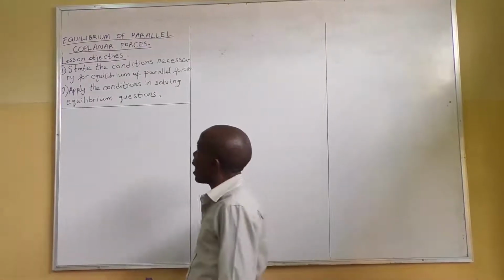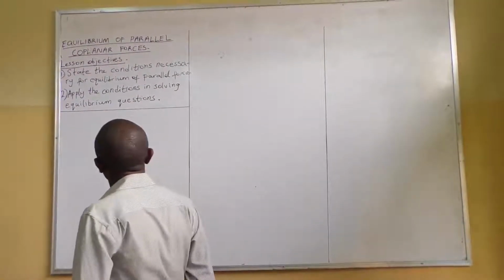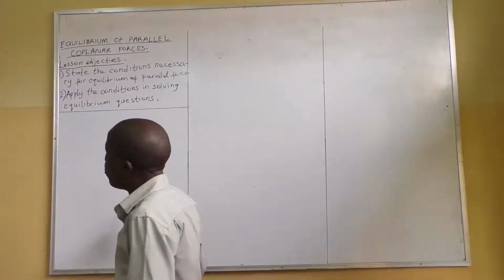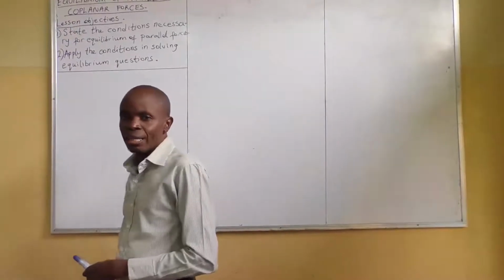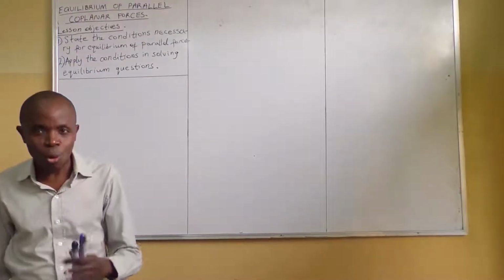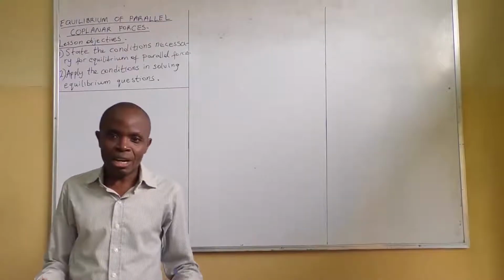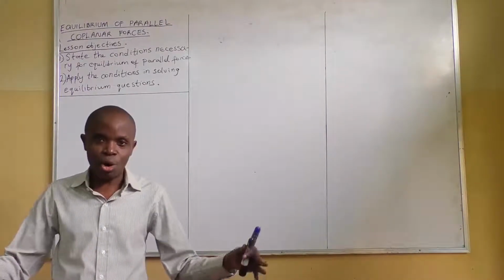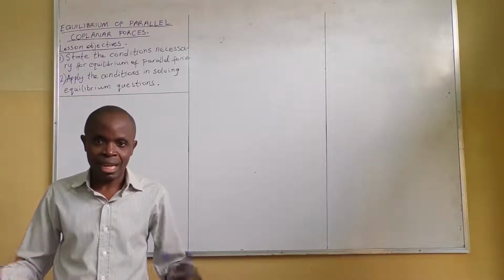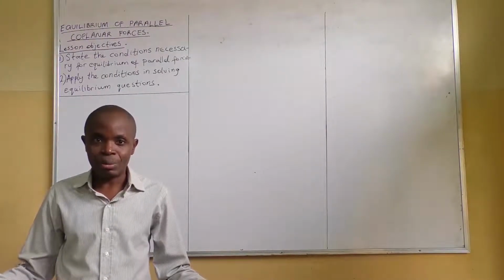So, to what we have today, equilibrium of parallel coplanar forces. Firstly, what do we mean by parallel coplanar forces? Coplanar forces just describe those forces that act together on the same plane, like on the same object.